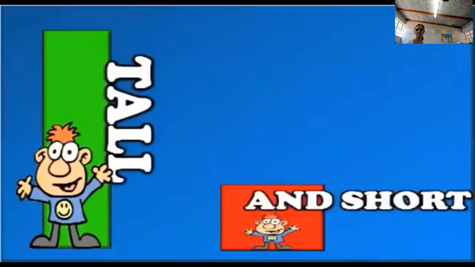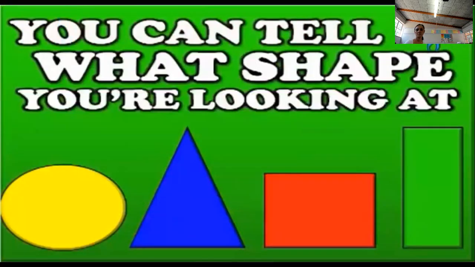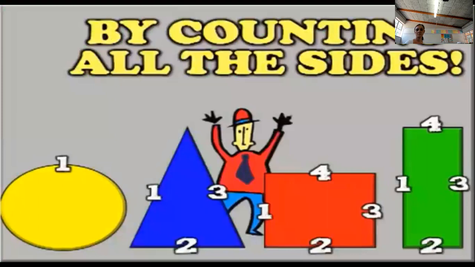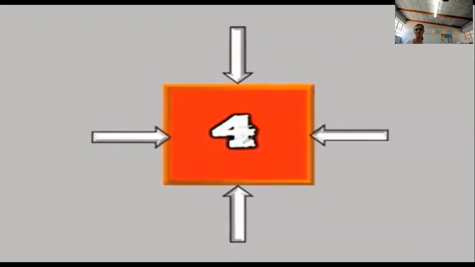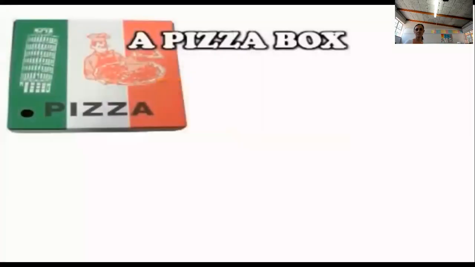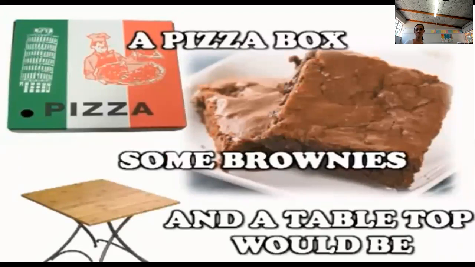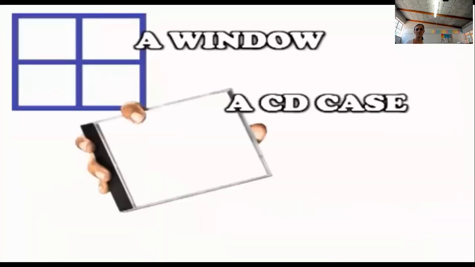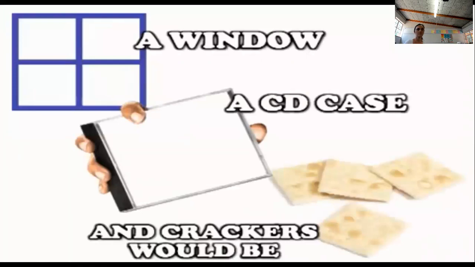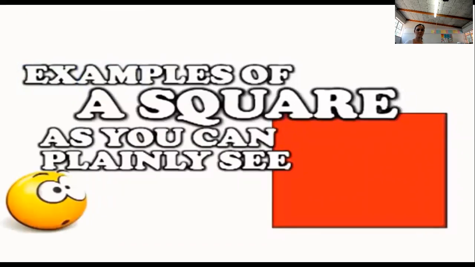Shape, tall and short, skinny and wide. You can tell what shape you're looking at by counting all the sides. A square has four sides. A window, a TV, and crackers would be examples of a square, as you can plainly see.